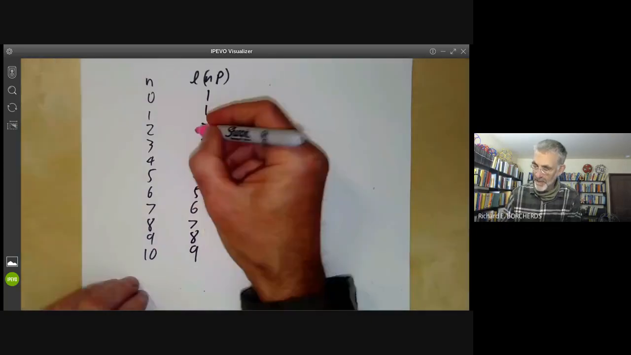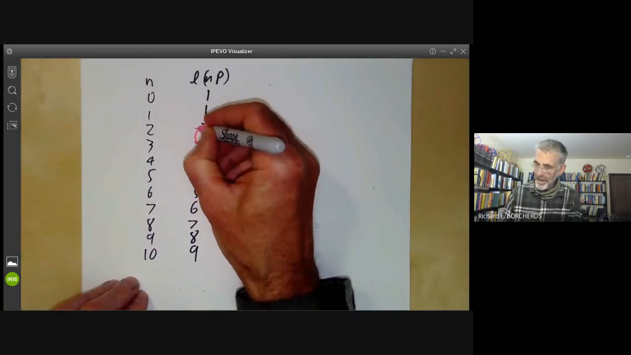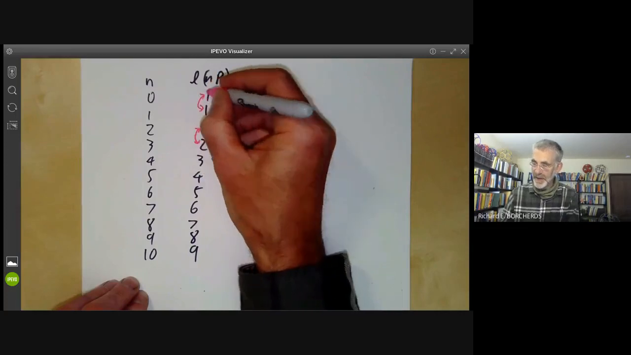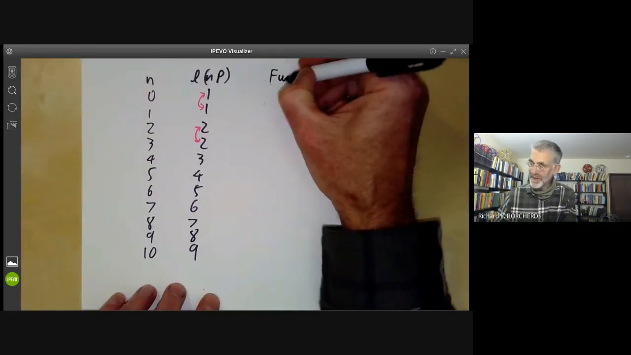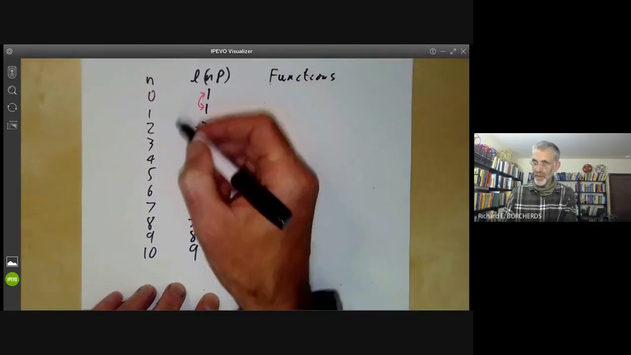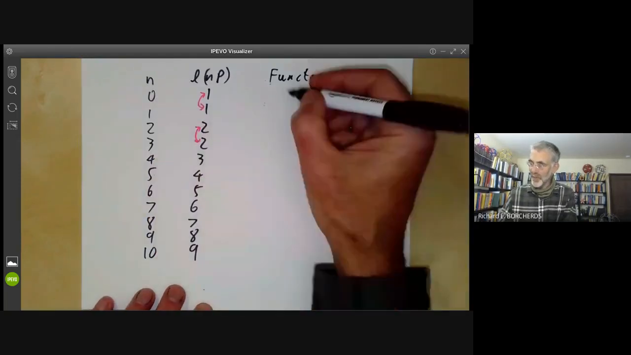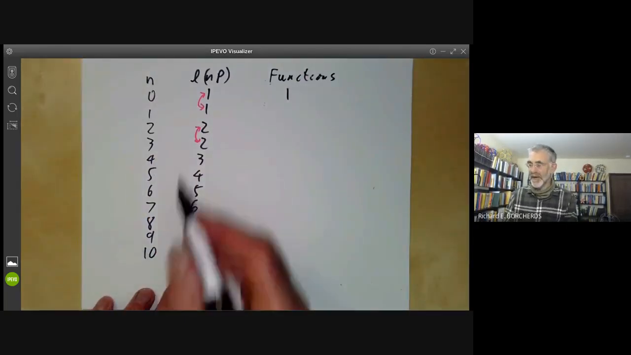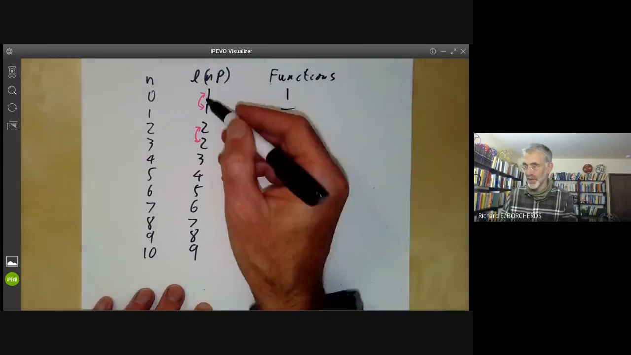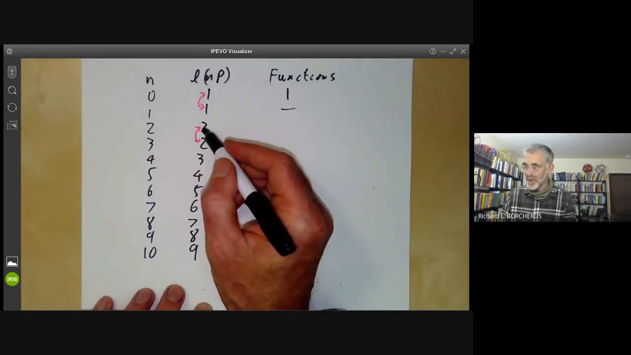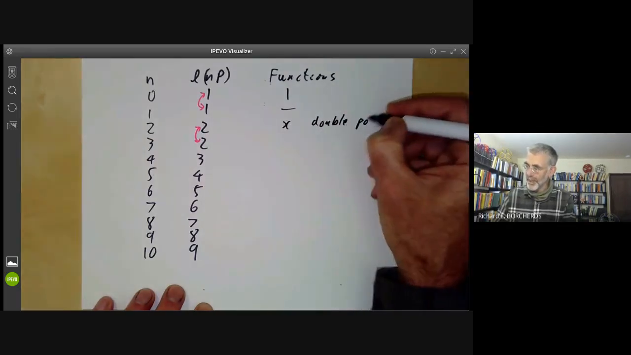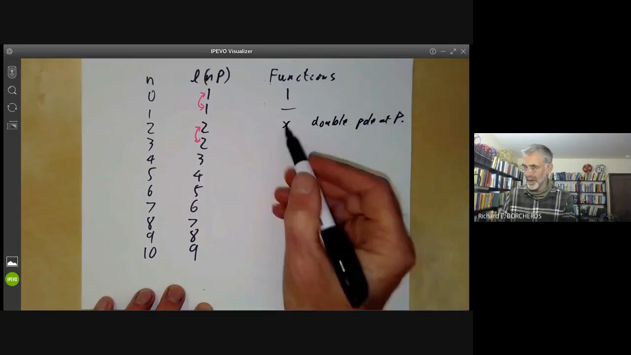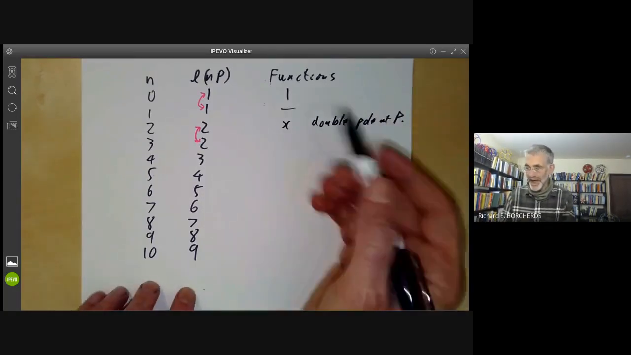You should notice that here and here there are sort of glitches where the number doesn't go up by 1 as it usually does. So let's try and write down the basis for the functions for all these spaces. Well, for n equals 0, it's obvious what we get. We just get constant functions. For n equals 1, we get nothing new because 1 is equal to that number there. For n equals 2, we get a new function, x, with a double pole at P. We don't know what x is yet, so let's just call it x.